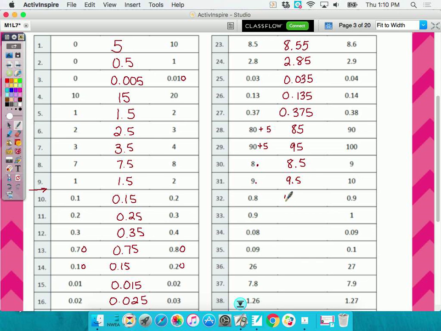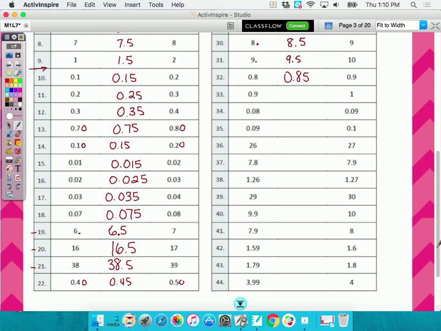How do I say this answer, boys and girls? 85 hundredths. What about the next answer? 95 hundredths. Does that make sense? Yeah. Let's see, 90 hundredths and 100 hundredths. Yes, it does make sense. What's the answer on number 34? 85 thousandths. What about the next one? 95 thousandths. Good.